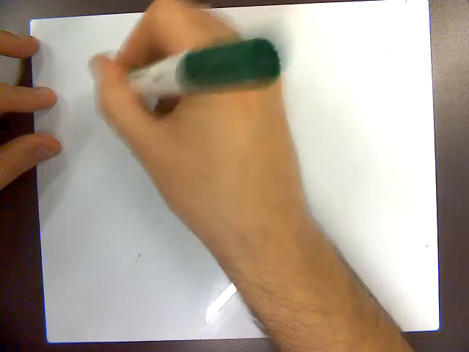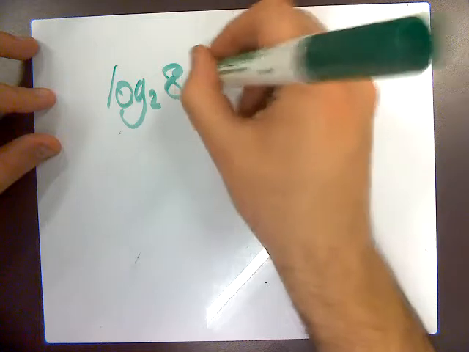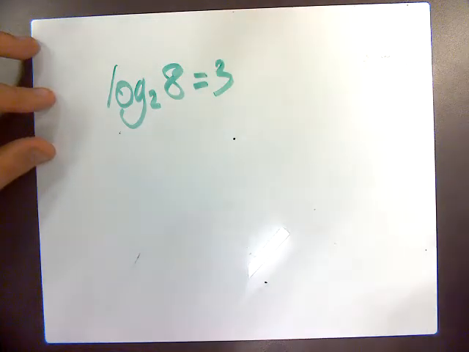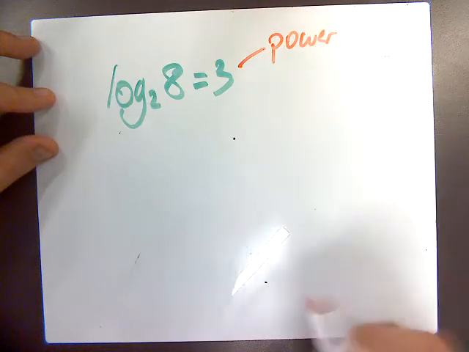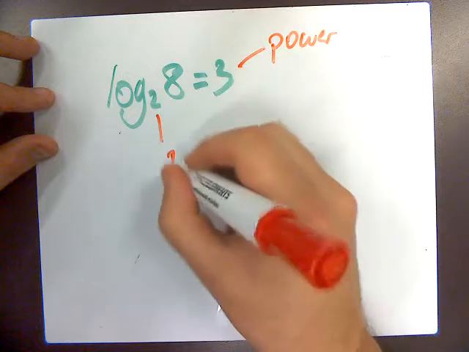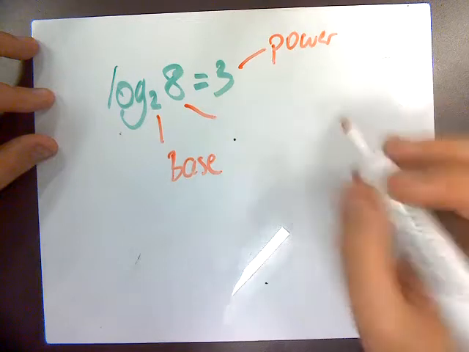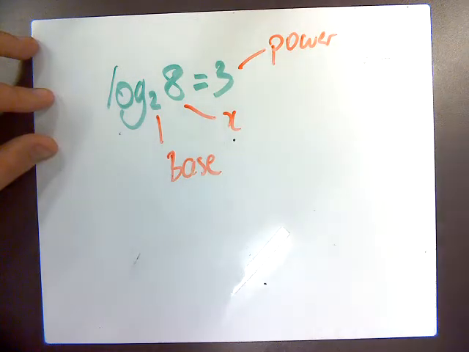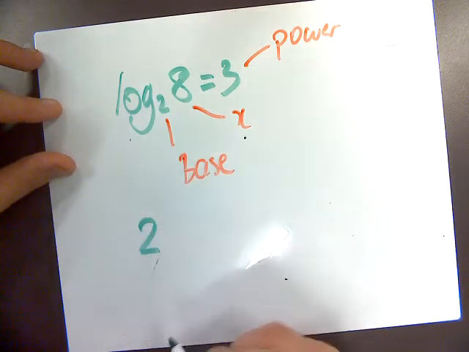Let's look at going the other way really quick. If I had, say, log base 2 of 8 equals 3. Again, this 3 is going to be my power for my index. This number here, 2, will be my base, and then this here would be whatever x is going to be. So if I was to convert that, well, let's get my base. It's going to be 2.